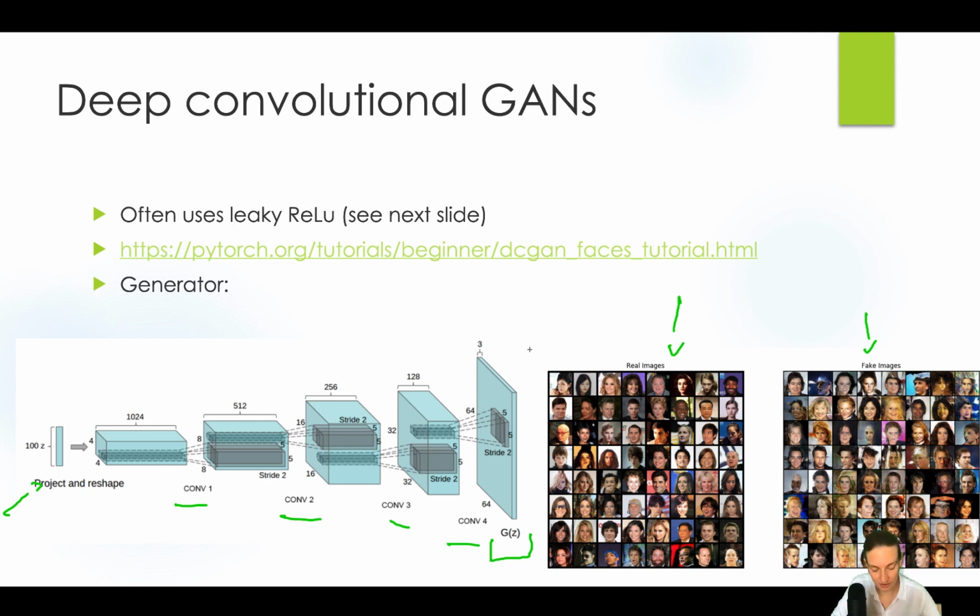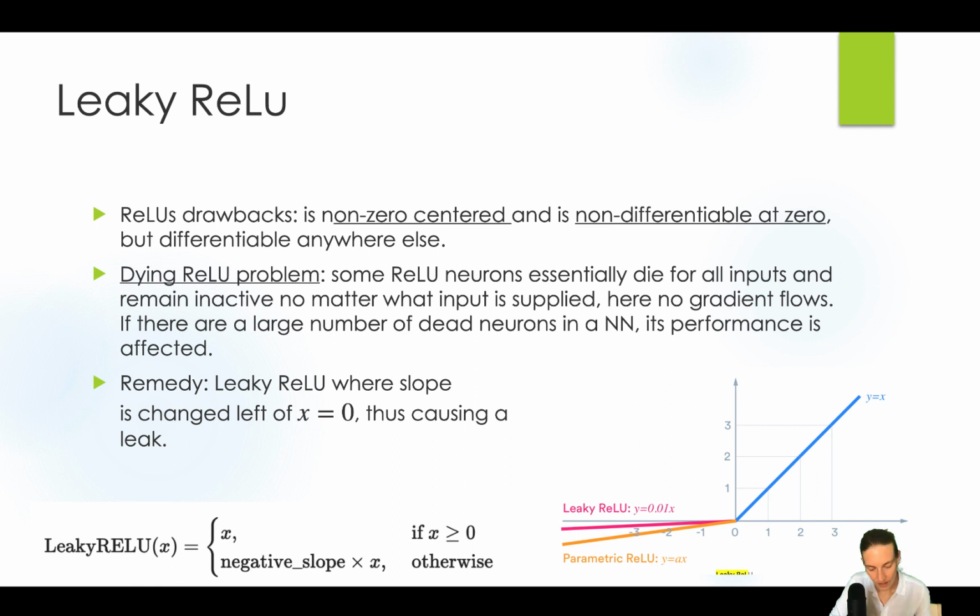GANs actually work very well. I just want to mention that in GANs we'll often see an activation function called Leaky ReLU, because when we're using ReLU as activation, we actually have some disadvantages: the fact that they're non-zero centered and that they're non-differentiable at 0. What does that mean? A function is differentiable at a particular point if there exist left and right derivatives, and both the derivatives are equal at that point.